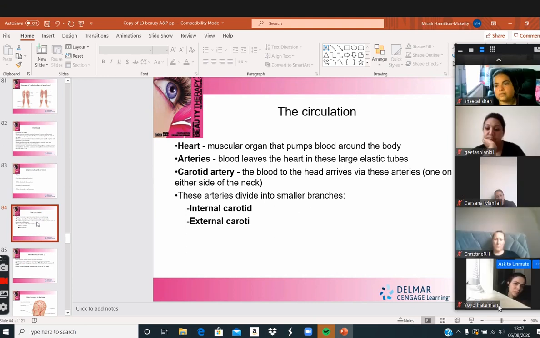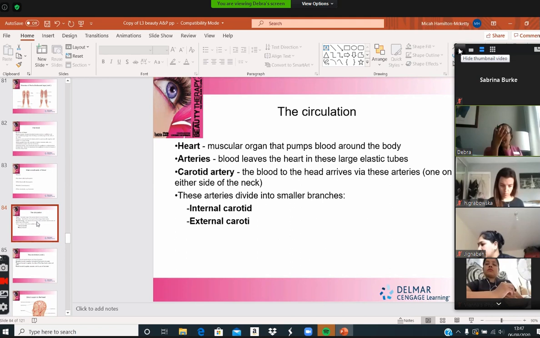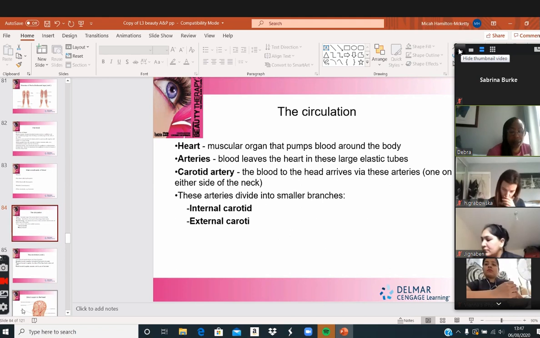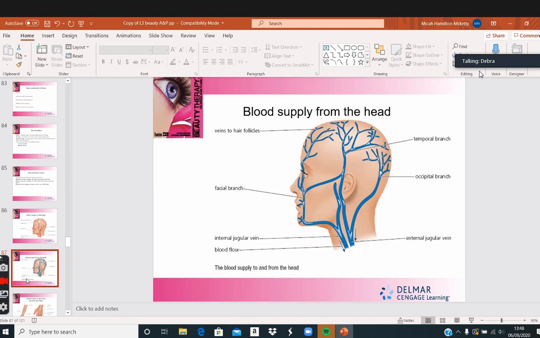What I want you to do is have a closer look at the circulatory system, at the heart. I want you to understand the heart. If you see a picture of the heart or any picture, let's say, for example, here we go, blood supply of the head. When it is showing red, it has deoxygenated blood. There's no oxygen in it. When it shows blue, yes, it has oxygen.